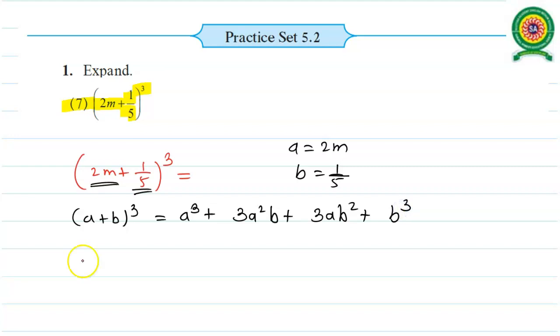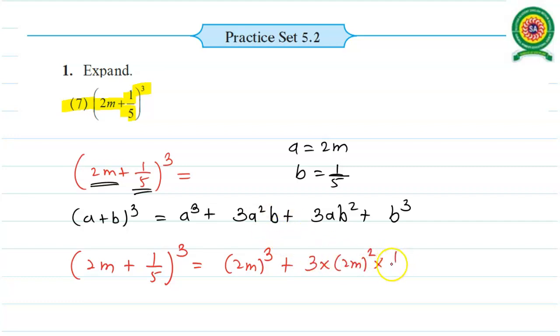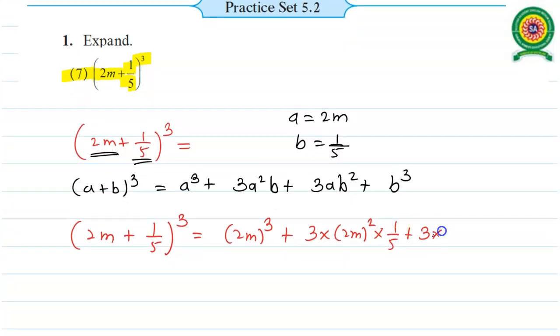Try to replace a and b by their value, 2m and 1 by 5 respectively. So that a cube means now we are having 2m the whole cube, plus 3 into a square means we are having 2m the whole square, into b we are having 1 by 5, plus 3 into a value is 2m, and b square now we are having 1 by 5 the whole square, and plus b cube becomes 1 by 5 the whole cube.